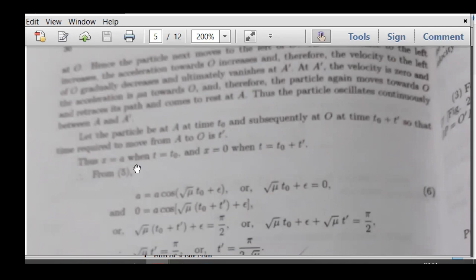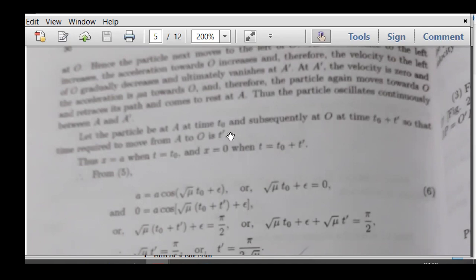Let the particle be at x equals a. When it is at a, let the time be t0. T0 means initial time. In general it is considered to be 0, because initial time means you are not counting the time actually. But here in this book specifically, they are taking it as notation t0. Subsequently at O, what is the time? T0 was the initial time, and you are taking some time to move from A to O, that means t0 plus t dash. So even if t0 is 0, you are taking the time t dash.